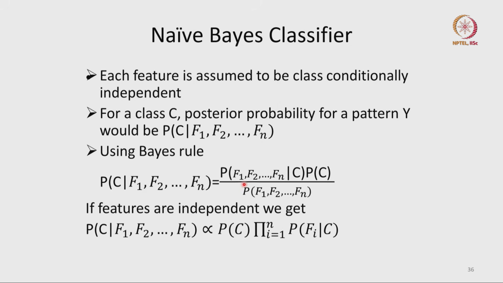Now, since this is a normalizing factor, you can say this is proportional to P of C into, because they are independent of each other, P of f1 given C into P of f2 given C, etc. So, if you can plug in all these values, then you can find the probability that it belongs to a certain class given these features, right. So, this is how your naive Bayes classifier works, and of course, this is an assumption that is made, but in many cases it is found to be working very well basically.